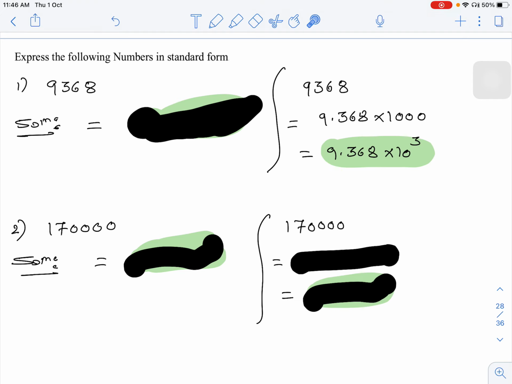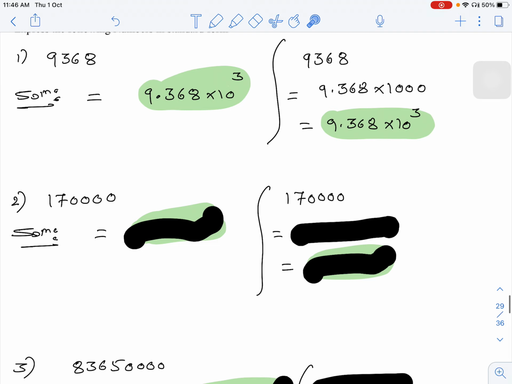Is that clear? Now I have written it here directly. The decimal was present over here. If it moves 3 digits to the left, then we have to multiply by 10 to the power 3. The power of 10 goes on increasing. Let us consider one more example.